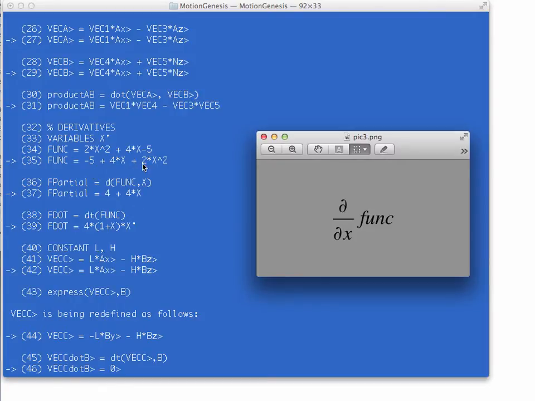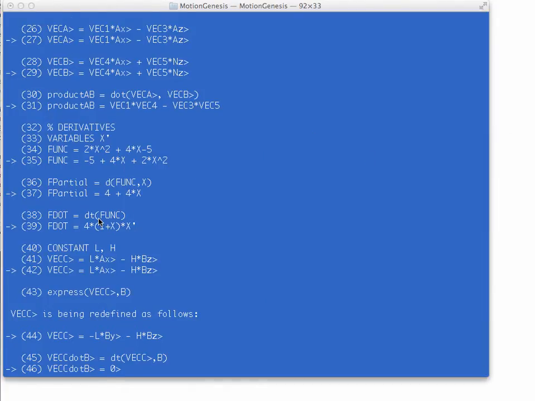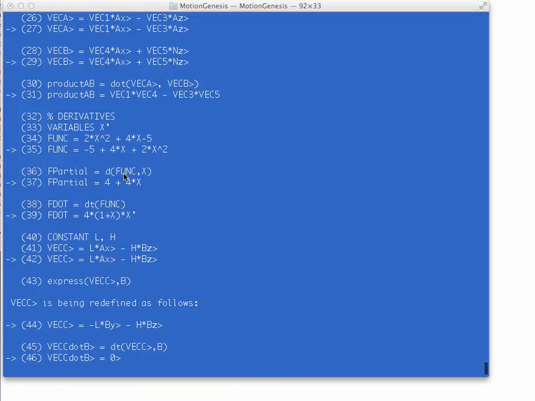I'm taking the derivative of func with respect to x, which is basically a partial derivative. And of course, the partial derivative of this thing with respect to x is indeed 4 plus 4x. You can verify that for yourself. And so that's what the d is. So d is partial derivative, and of course you have to say with respect to which variable. So that's what this d function is: partial derivative of a function with respect to x.